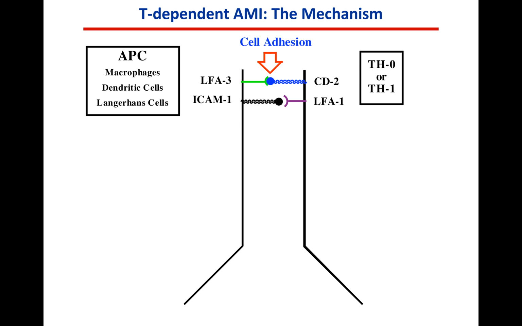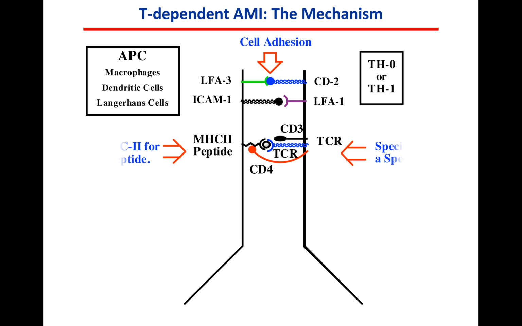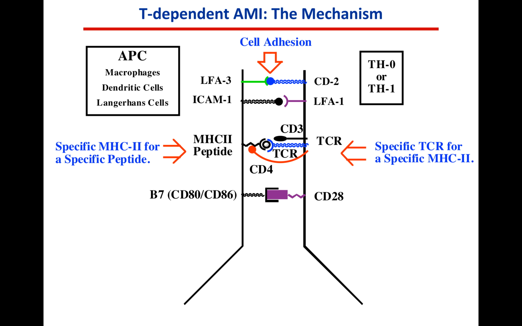And so when we see the APC or macrophages interacting, they'll interact with these Th0 cells as we see in your Th1 cells. They have the same cell adhesion processes, interactions. Again, the T cell receptor MHC2 peptide complex is formed.